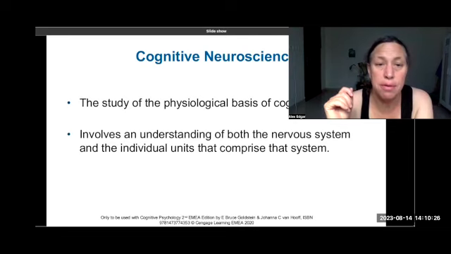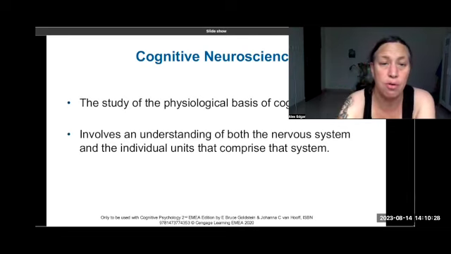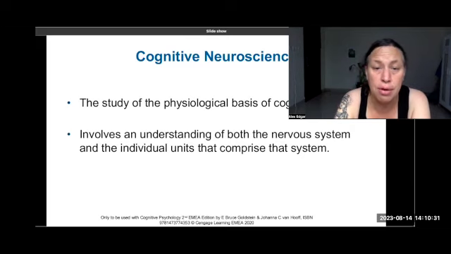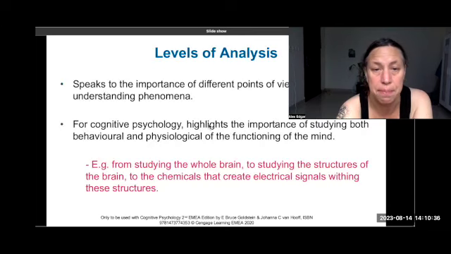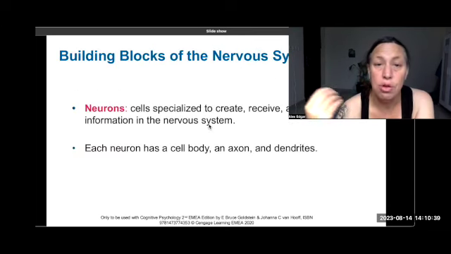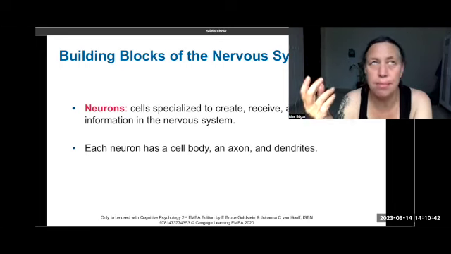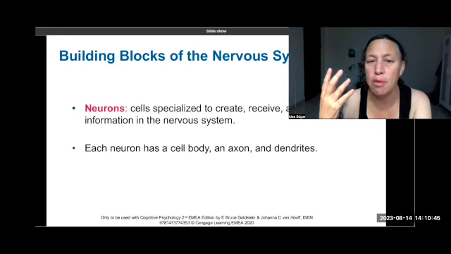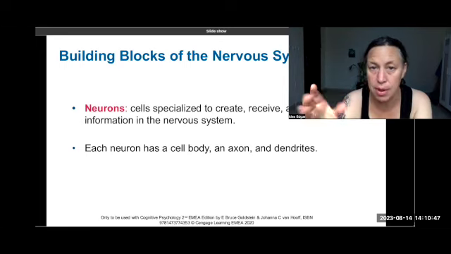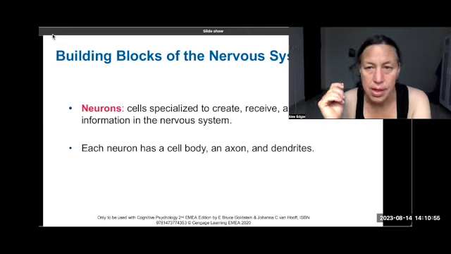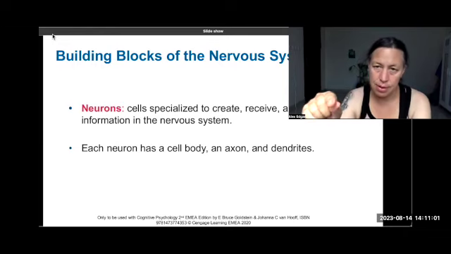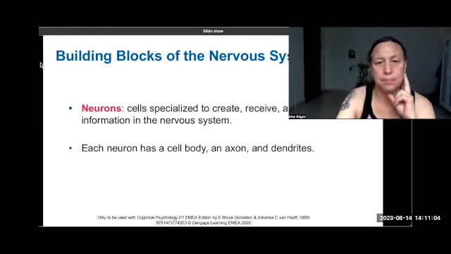Cognitive neuroscience is the study of the physiological basis of cognition and involves an understanding both of the nervous system and the individual units that comprise that system. Okay, so the nervous system is made of neurons, which are the building blocks of the nervous system. They create, receive, and transmit information in the nervous system. Each and every neuron has a cell body like any other cell, an axon, and dendrites.